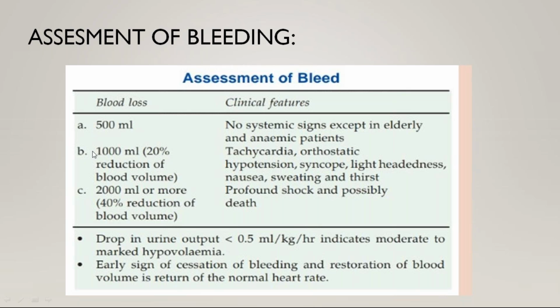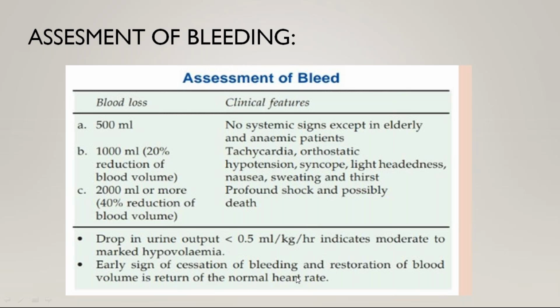When there is a loss of 1000 ml, that is almost 20% reduction of the blood volume. So they will manifest with tachycardia, orthostatic hypotension, syncope, and lightheadedness, nausea, and sweating. So when we lose 2000 ml of blood, that means 2 liters, there will be 40% reduction of blood volume. So that will lead to profound shock and death. So drop in urine output less than 0.5 ml per kg per hour indicates moderate to marked hypovolemia. That means less than 0.5 ml per kg per hour means there is a moderate to severe blood loss.